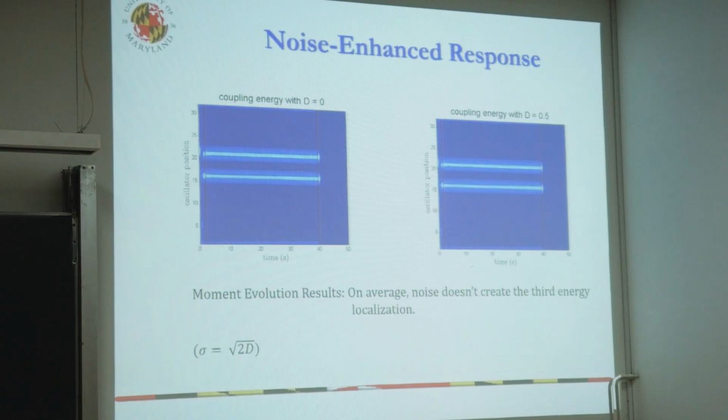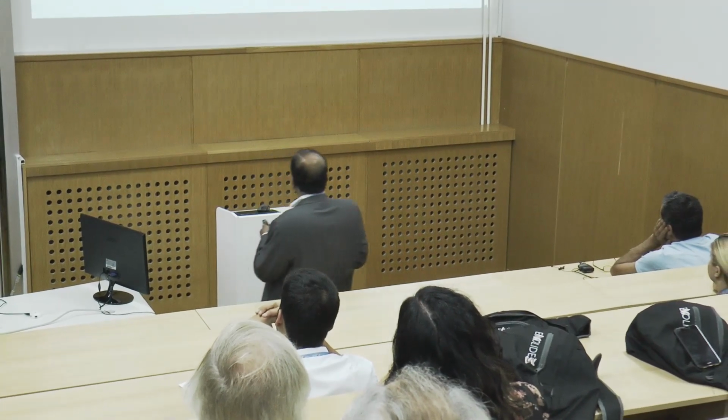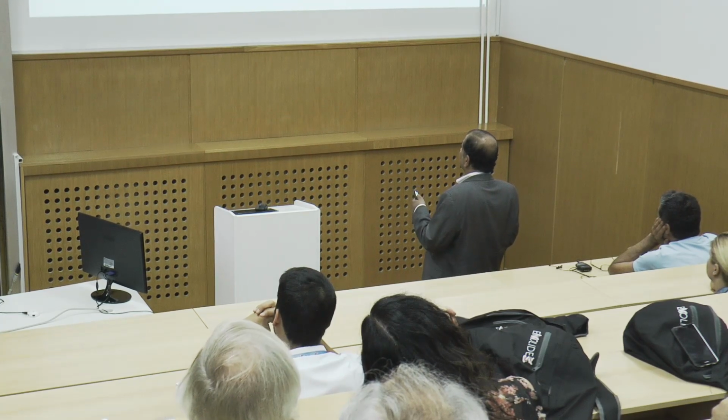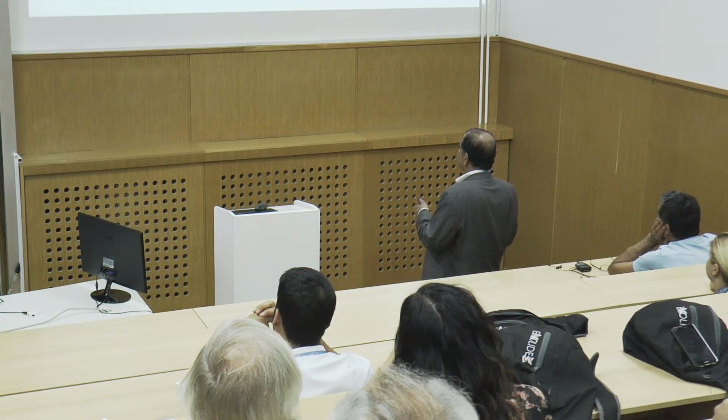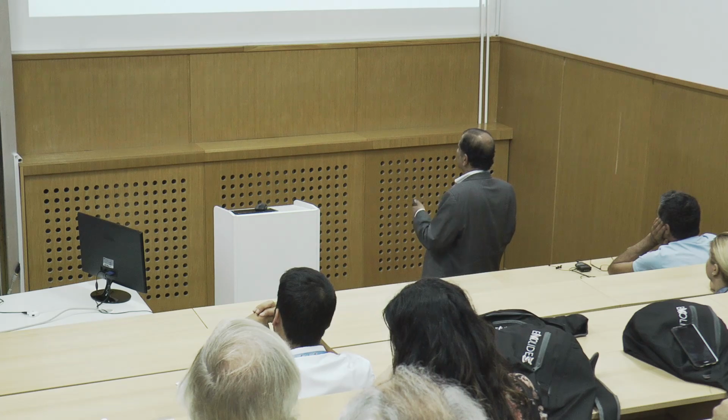So the question then is, can we use noise to destroy localization like what you saw before in one of the slides? To verify that, we did some experiments. Essentially, there's a set of 8 oscillators here, and each oscillator has a tip magnet, and there's also a magnet up on the top. So you have bistability. You could have bistable oscillators or monostable. And you also have a coupling spring that we don't show in this case up on the top. The whole system is driven by a shaker at the base, and we have PVDF films that we use to pick up the response of the system.